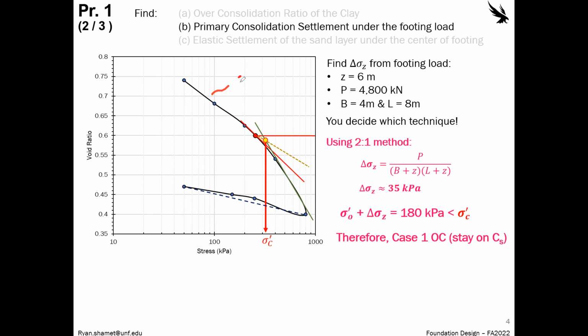So remember, the CS curve is this part, the swelling index of our curve, and then once we go past our pre-consolidation pressure, then we have our CC, our coefficient of compression. So we use this equation, our case 1 over consolidation. We need our initial void ratio as well as this value.